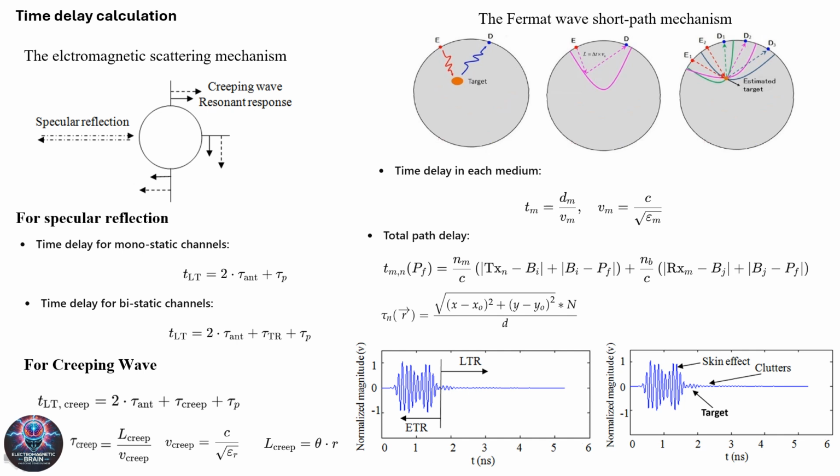In summary, these two graphs demonstrate the complex interplay between early and late signal responses, signal attenuation due to the skin effect, and the challenges posed by clutter. The target reflection remains the most significant feature, and accurately isolating this peak from the rest of the signal is key to successful microwave imaging. Through careful analysis of the ETR, LTR, and signal peaks, an imaging system can construct a detailed representation of the target, even in the presence of noise and multiple wave interactions.